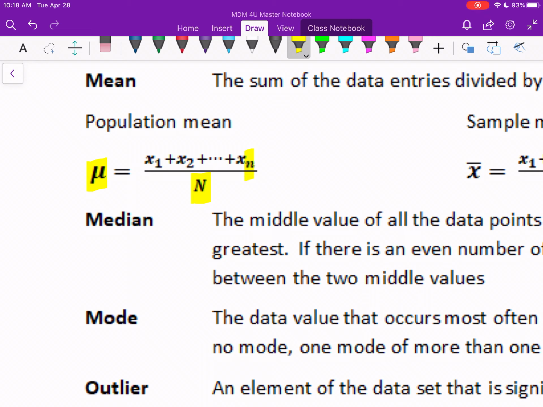Remember, a population means everybody, everything. So we could have the population of Canada, we could have the population of the school, we could have the population of your family, whatever. So if it's everything, then it's the population. And so again, we call that mu. So we pronounce it mu, like what a cat says, mu. All right? And again, the capital N signifies that we're dealing with a population.